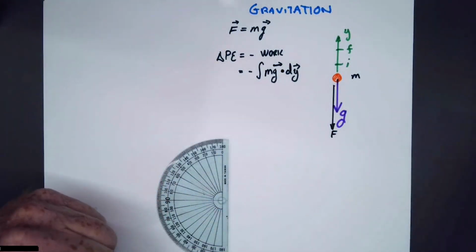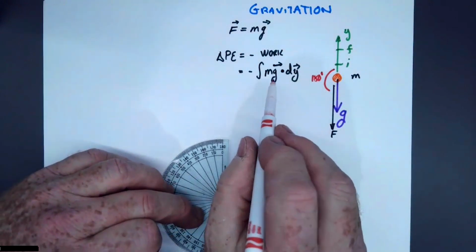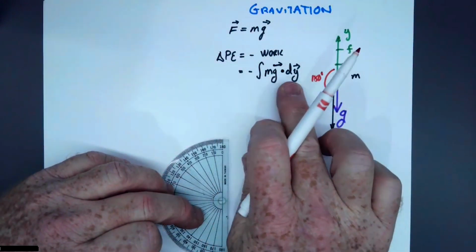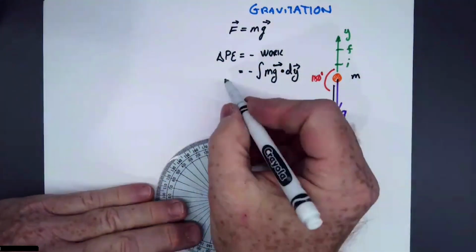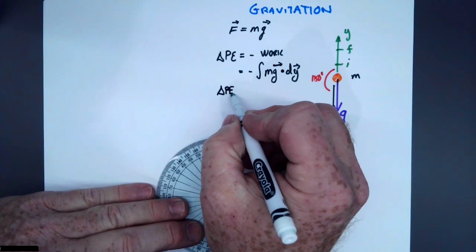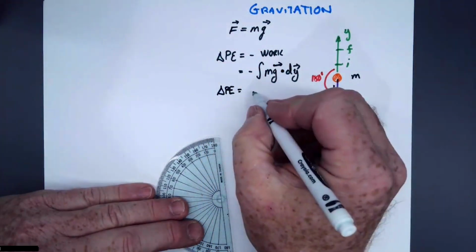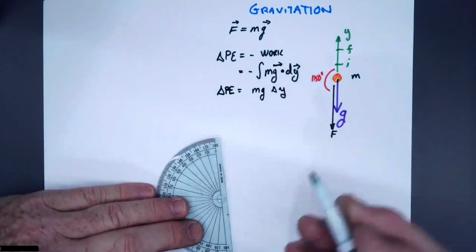That angle is 180 degrees, and then when I do the dot product, it's magnitude times cosine of 180. Essentially what that does is give me another minus sign, and ultimately I can write potential energy, or change in potential energy, is mg, and I'm just going to write change in elevation.